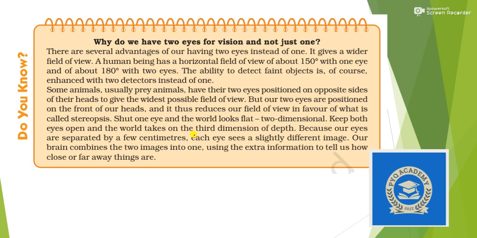So you can see here, you will find that because our eyes are separated by a few centimeters, each eye sees a slightly different image. Got it? Our brain combines the two images into one. That means both eyes see a little bit differently, but the optic nerve, which is connected with the brain, combines both images and it becomes a single image.